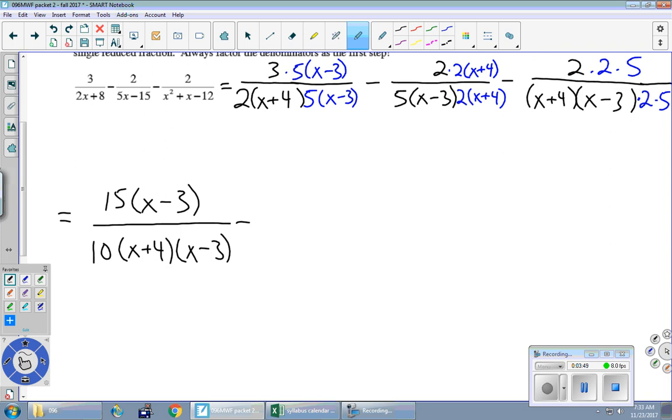Minus, okay, next one, 2 times 2, that's 4, which is going to get distributed to the x plus 4. Now I'm going to start writing my denominators in the same order because they are all equal to each other. And then minus the last one, 2 times 5, that's 20.